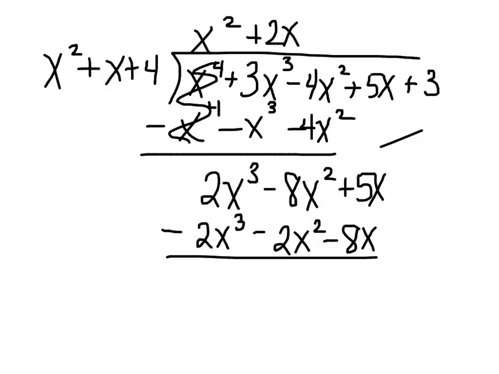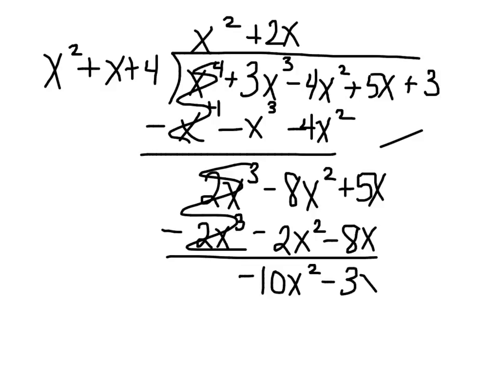What happens with the cubes? Yep. What's negative 8x squared minus 2x squared? What's 5x minus 8x? Drop down the next and start over. What times x squared gives me negative 10x squared? Negative 10. Which makes negative 10x squared.